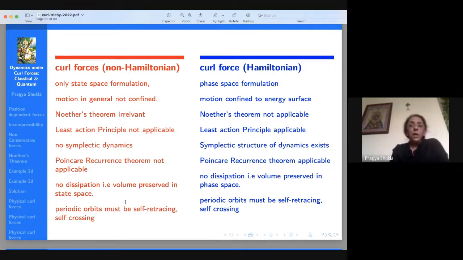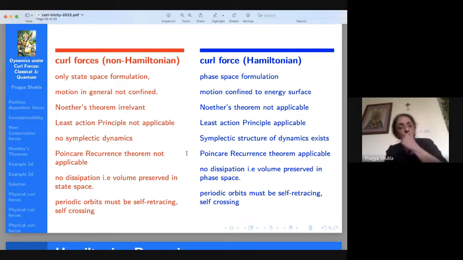Let me now give you a summary in the form of a table. I like these tables because when I was in high school, I was asked to make this kind of table. They are very clear to me. So, curl forces non-Hamiltonian versus curl forces Hamiltonian. For non-Hamiltonian, only a state space, phase space formulation; motion not confined. For Hamiltonian, motion is confined to the energy surface. Noether's theorem is not applicable for non-Hamiltonian.